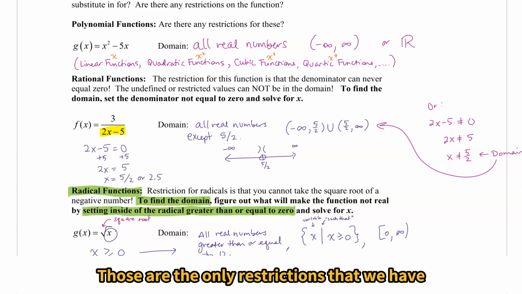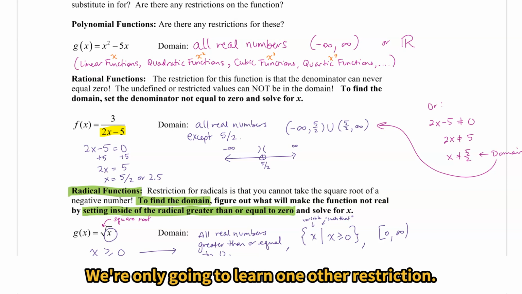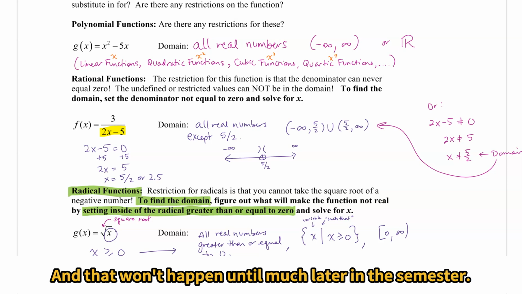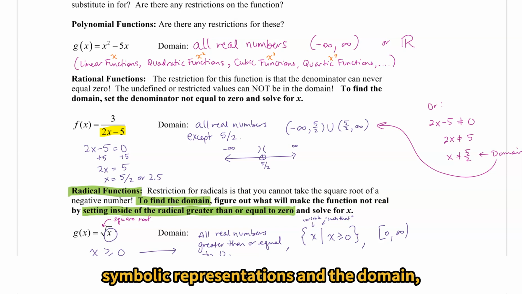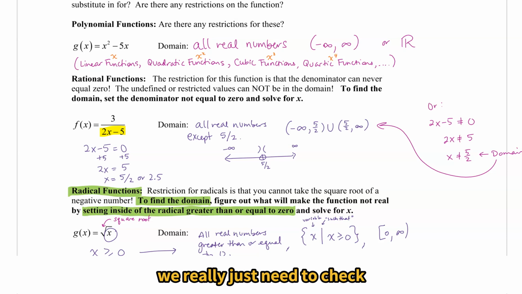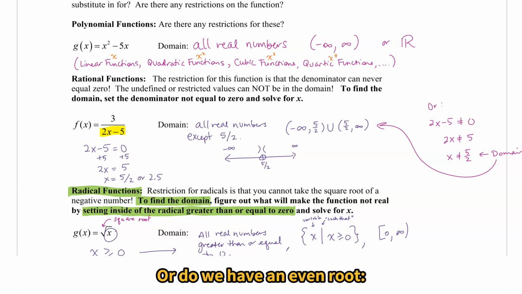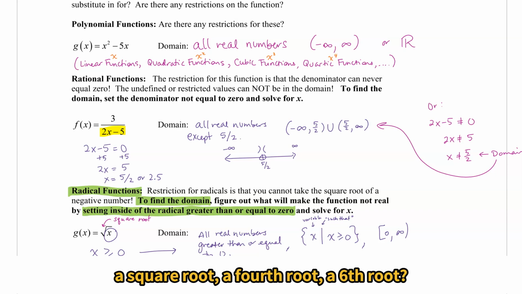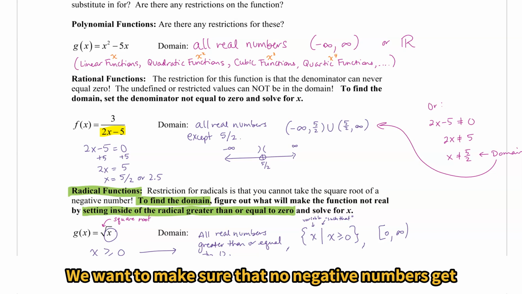Those are the only restrictions that we have on the domain right now as far as the symbolic representations of functions go. We're only going to learn one other restriction, and that won't happen until much later in the semester. So right now, when we're talking about symbolic representations and the domain, we really just need to check: are we dividing by a variable? Then we have a rational function, and we need to find out where we're going to divide by 0. Or do we have an even root, a square root, a fourth root, a sixth root? Because those are going to create problems when we put in negative numbers. We want to make sure that no negative numbers get under there.